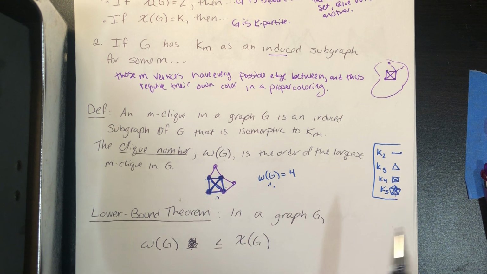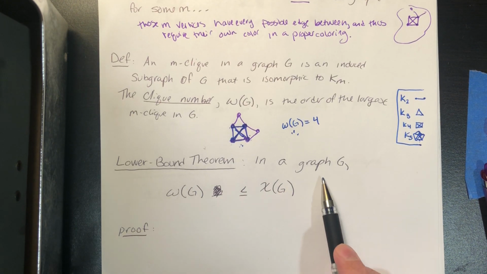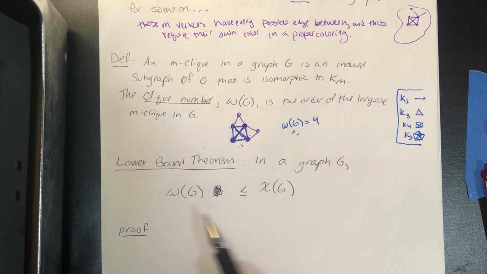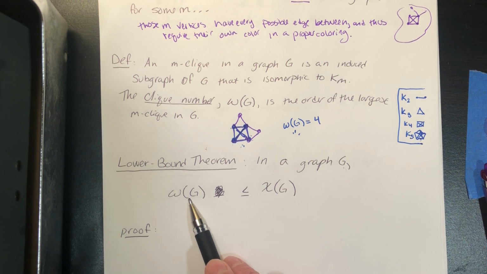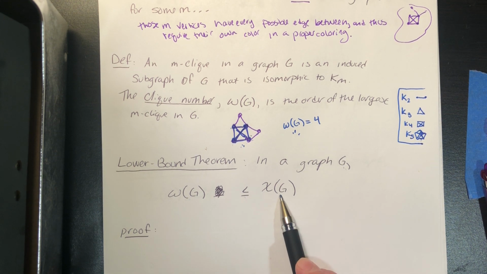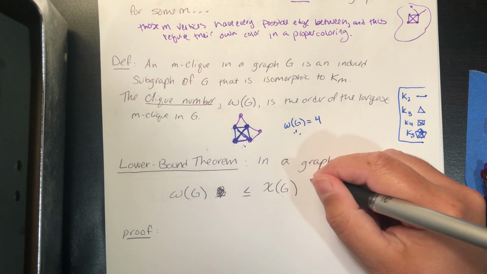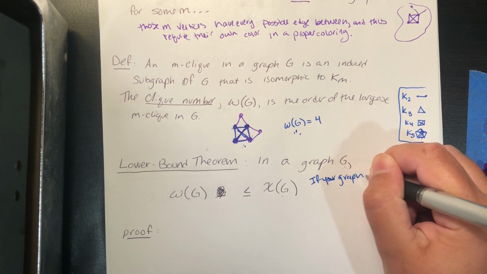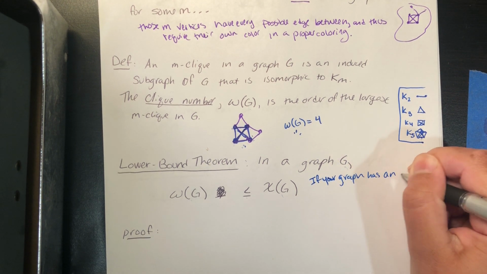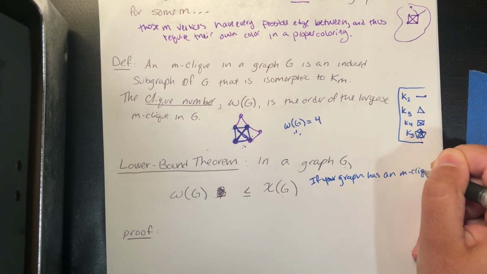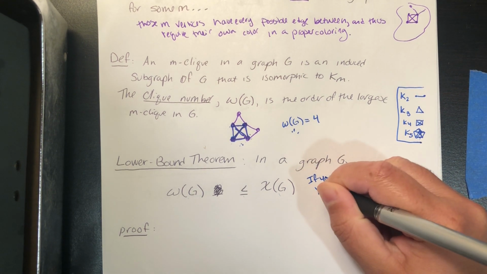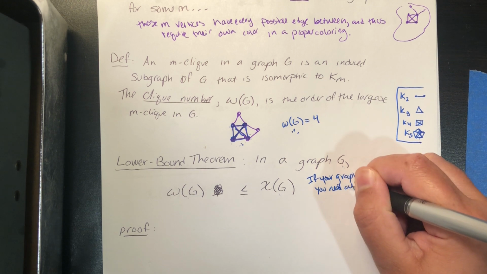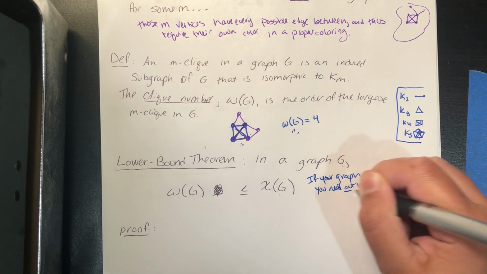Right? More formally, the lower bound theorem says in a graph G, omega of G, the clique number of G, is less than or equal to the chromatic number of G. In other words, if your graph has an m-clique, you need at least m colors for a proper coloring.